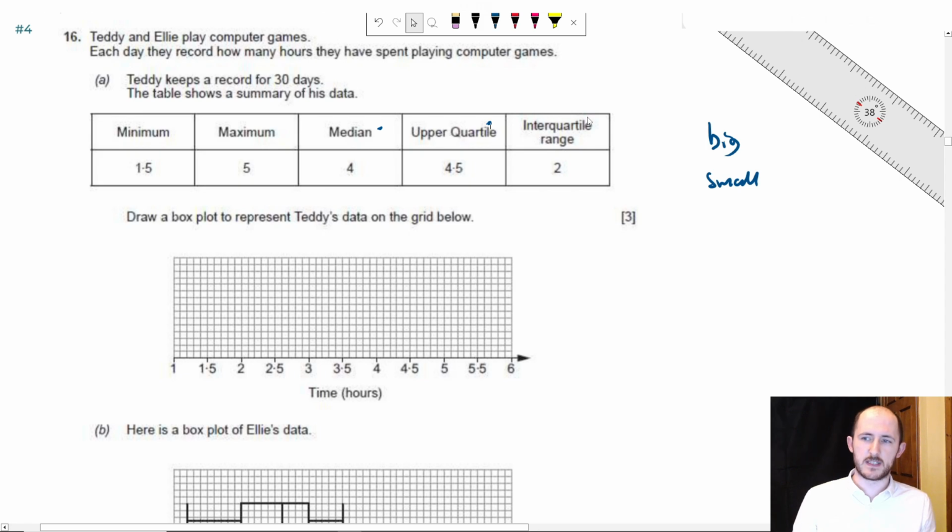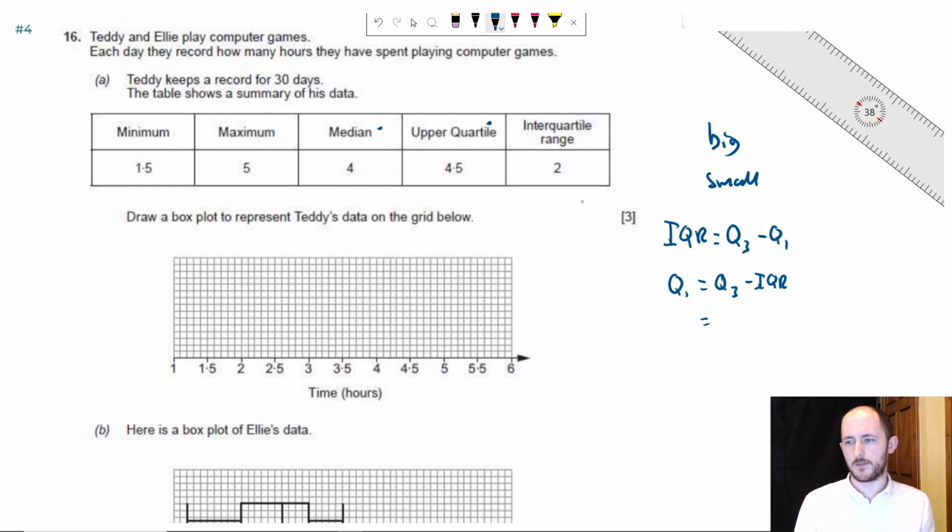But if you have a look, it just gives me the interquartile range. If you remember, the interquartile range, IQR, is just the upper quartile minus the lower quartile. So to work out the lower quartile, you can just rearrange that to Q3 minus the interquartile range.